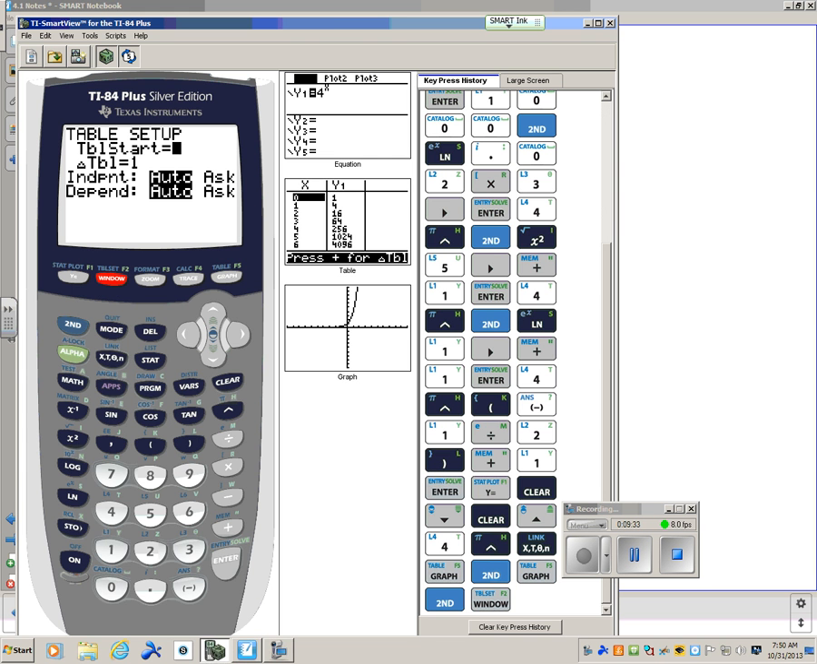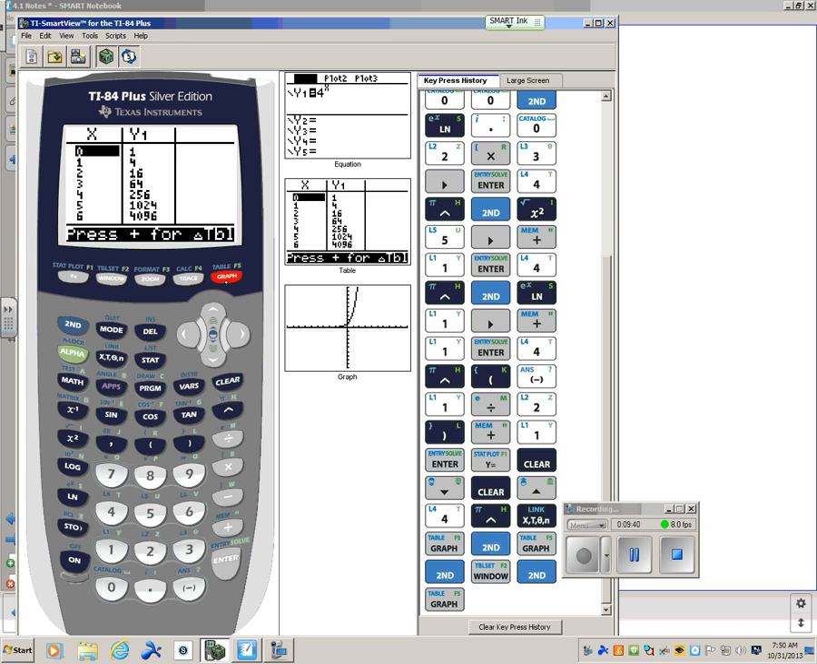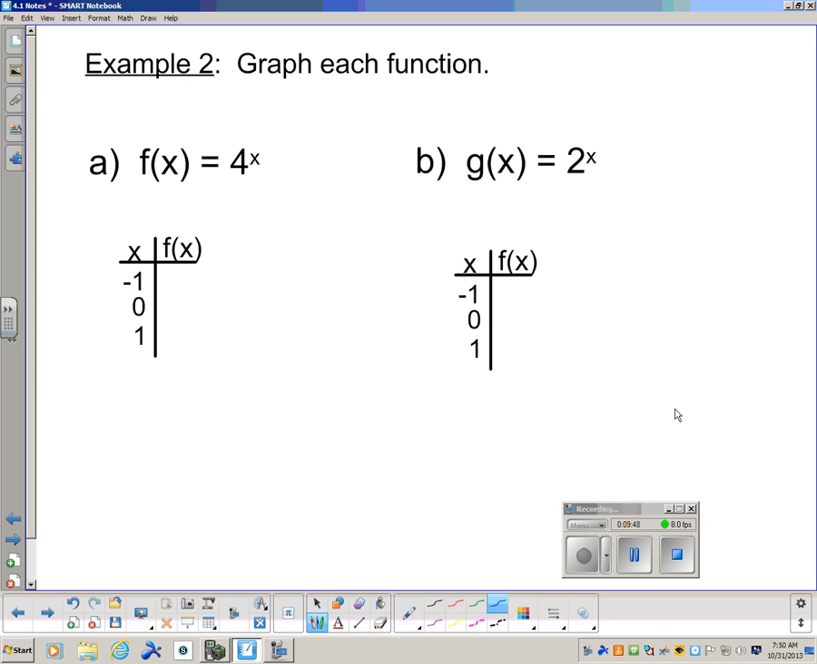If you start your table at 0 and go by increments of 1, then when you check your table over here, it's just going to give you some nice values. I can scroll up and down in my table here. So I've got negative 1 and 0.25, 0 and 1, and 1 and 4. Then I can simply graph this out. Negative 1 and 0.25, 0 and 1, and 1 and 4. So there's our nice graph. G of x equals 2 to the x.